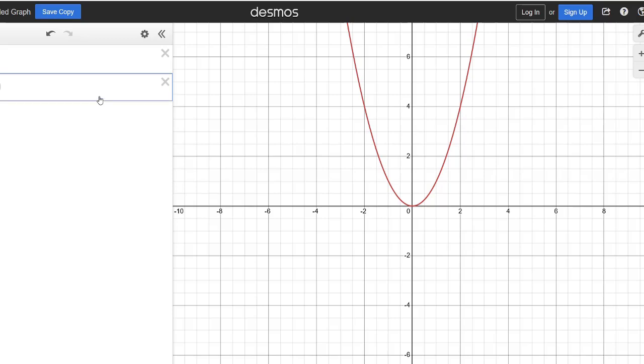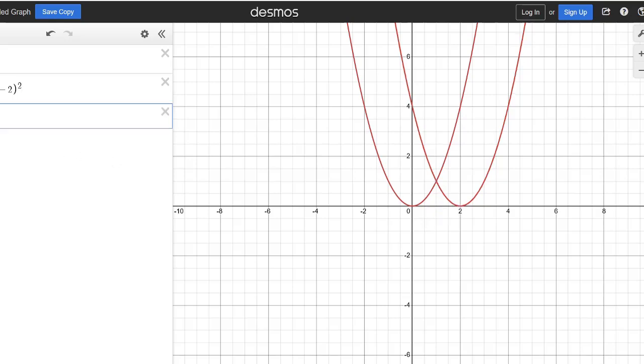So for instance, I wanted them to see what would happen if you subtracted 2 from the variable, and it shows the transformation that the graph shifted 2 units to the right. So I want them to play around with various transformations.